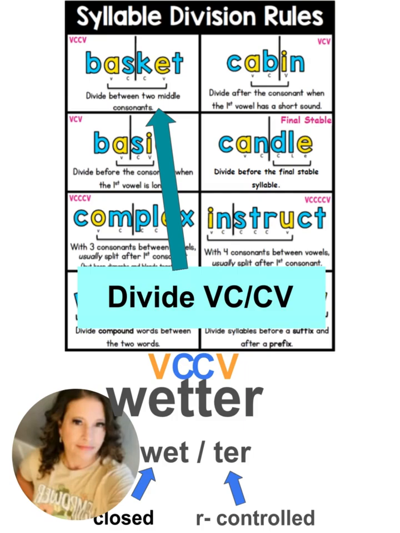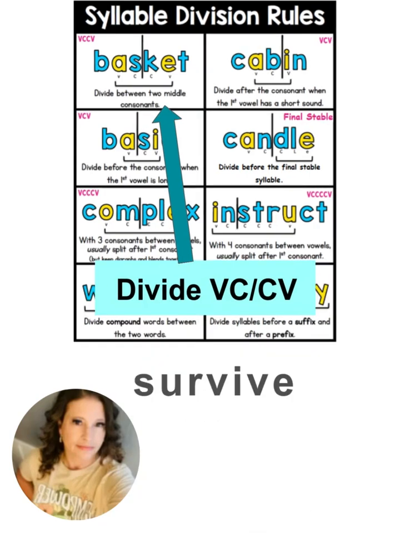So if you recognize again the E and the T, you have a closed syllable, wet, and then the TER is R-controlled. So it's ter, so you have wetter. How about this one? Let's try this one.